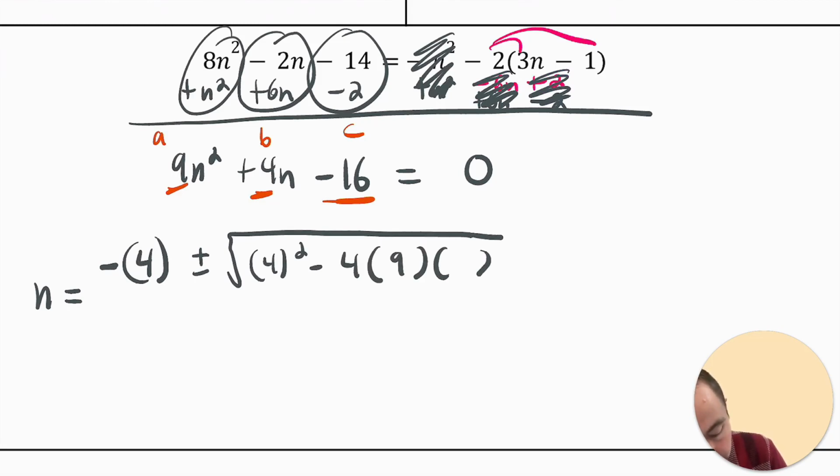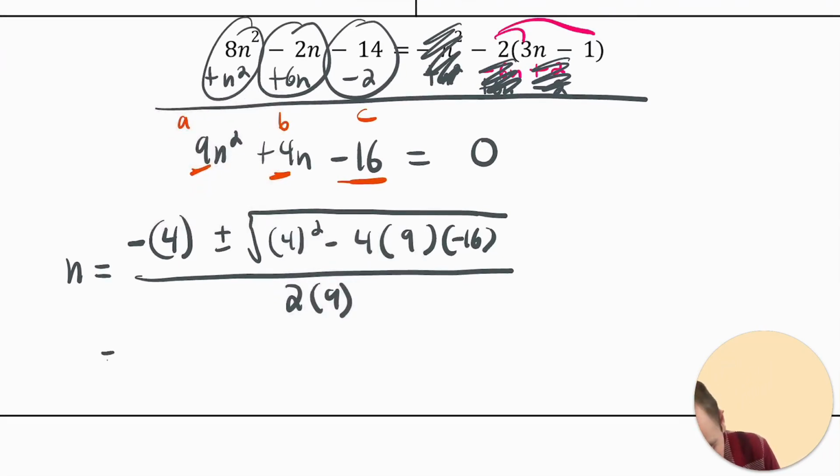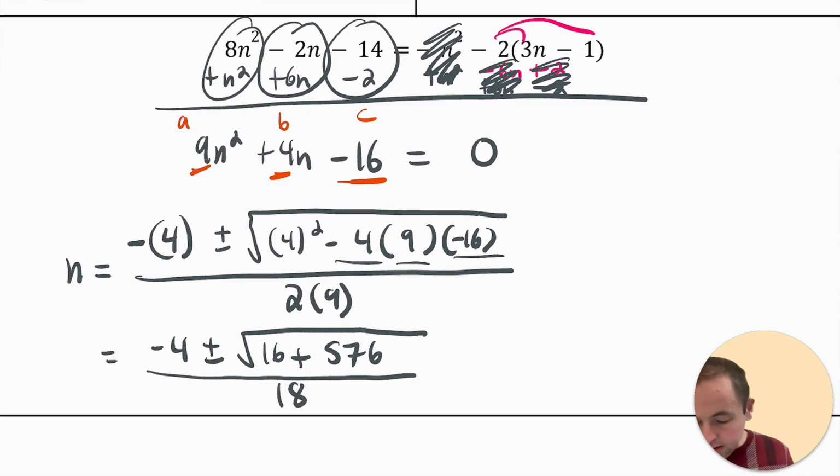So I'll plug in the 9 for the a and the negative 16 for the c, all over 2a, so 2 times 9. Then just simplifying this a little bit right here. If I do the 4 squared inside that square root, we get 16. And we have a negative, positive, negative times in, so that will be a positive. 4 times 9 is going to give us 36. And 36 times 16 is going to give us 576. And then that's going to be all over 2 times 9, which is 18.